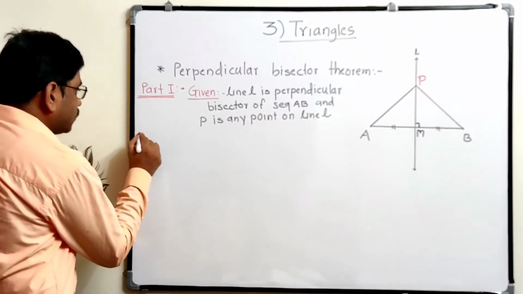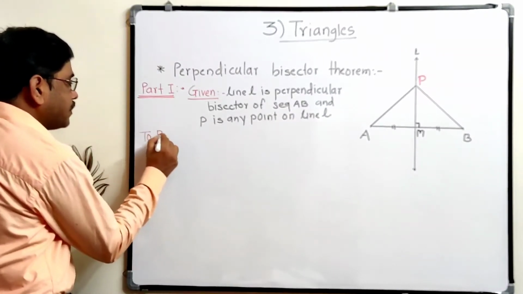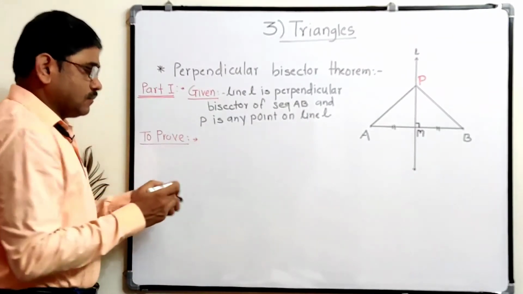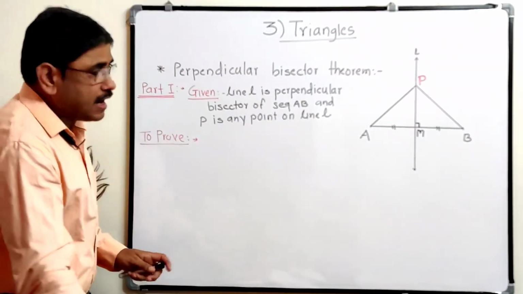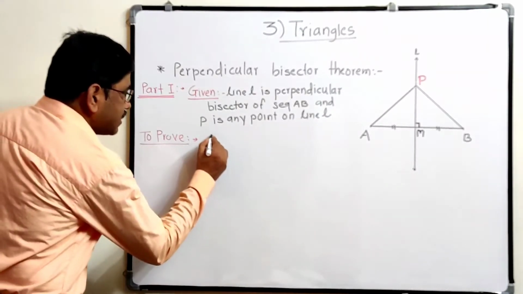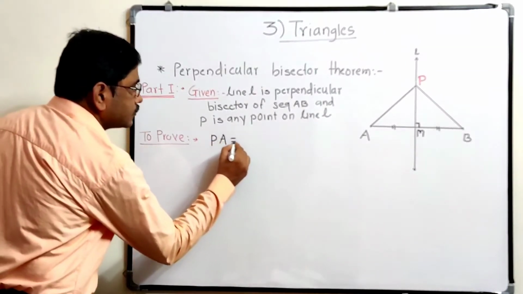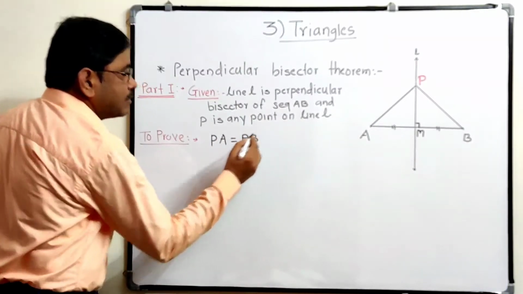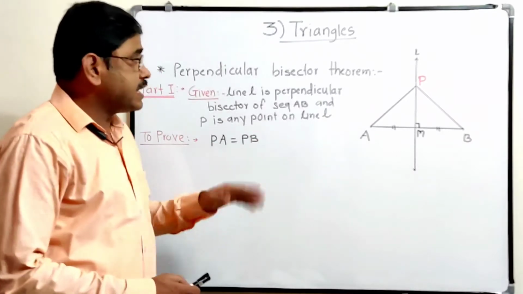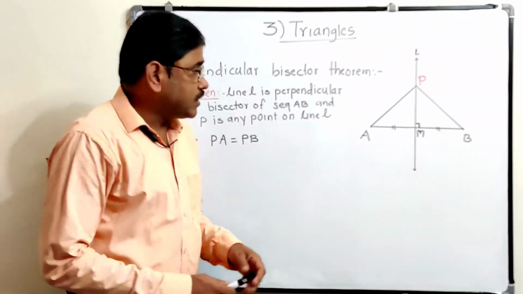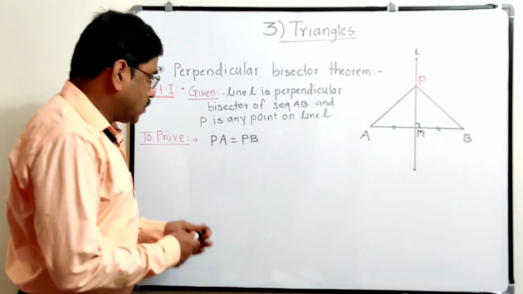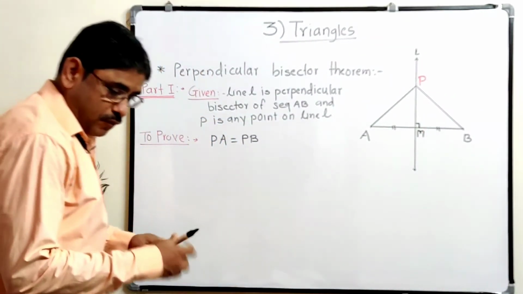Then what we have to prove? To prove that the point P is at equal distance from A and B. A and B are the endpoints. So what do we have to prove? PA equals PB. That we have to prove here. How to prove this PA equals PB? So first here join PA and PB. So draw segment. What is our proof?